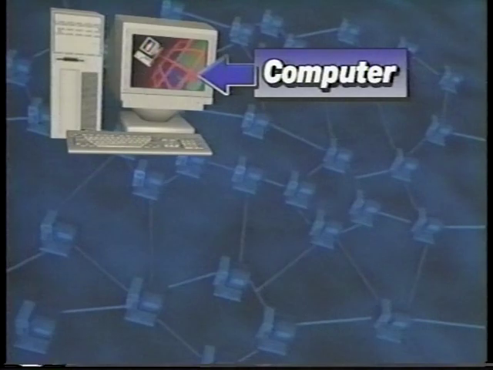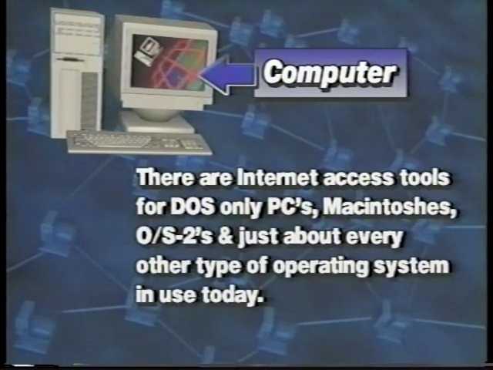The first item on our list is a computer. I should mention here that there are Internet access tools for DOS-only PCs, Macintoshes, OS2s, and just about every other type of operating system in use today. We will be referring to Windows-based PCs in this lesson.